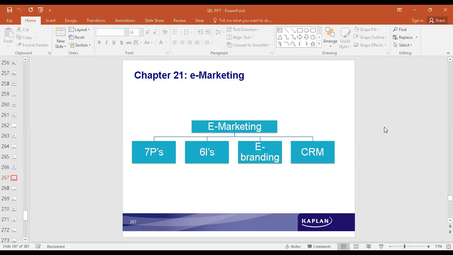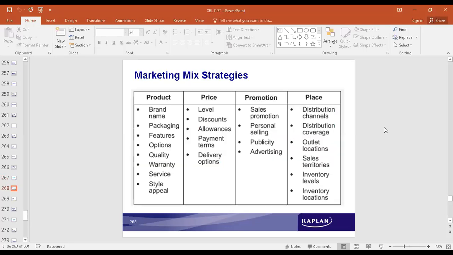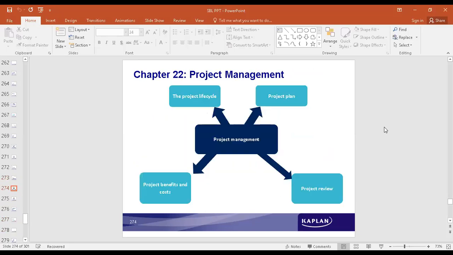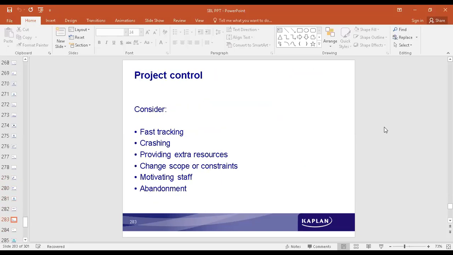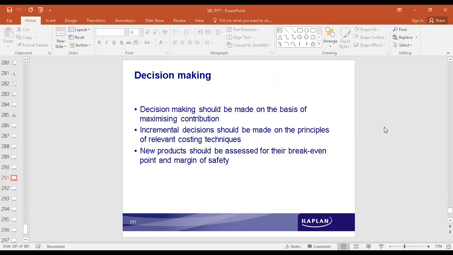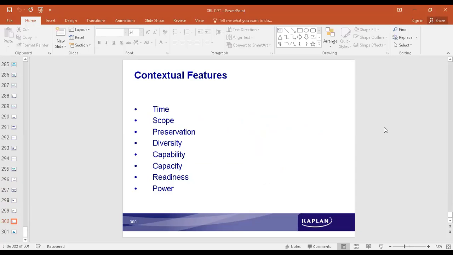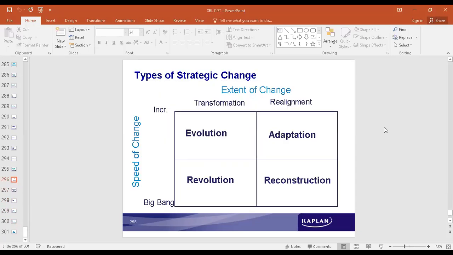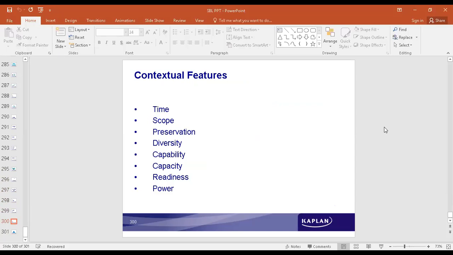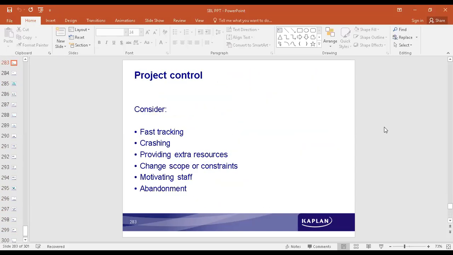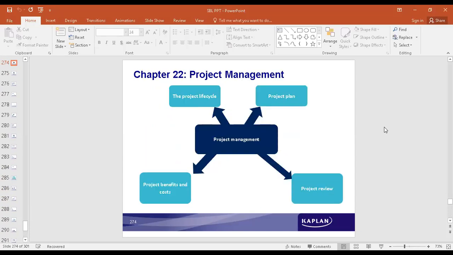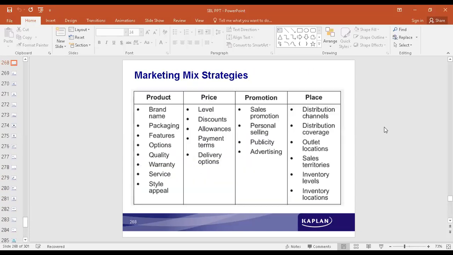Okay, now we go to the next chapter, e-marketing. But before that, we'll take a break for 5 minutes and then join back and start with the concept of e-marketing. We have another 4 chapters remaining: 21, 22 project management, 23 sources of equity, and the fourth one is about managing strategic change. Okay, let's go for a break for 5 minutes and then join back and start with e-marketing.